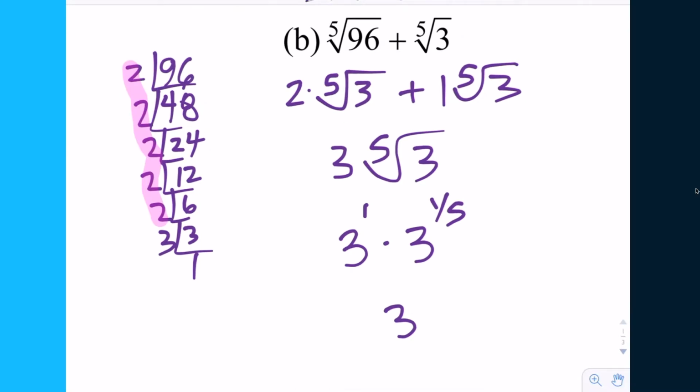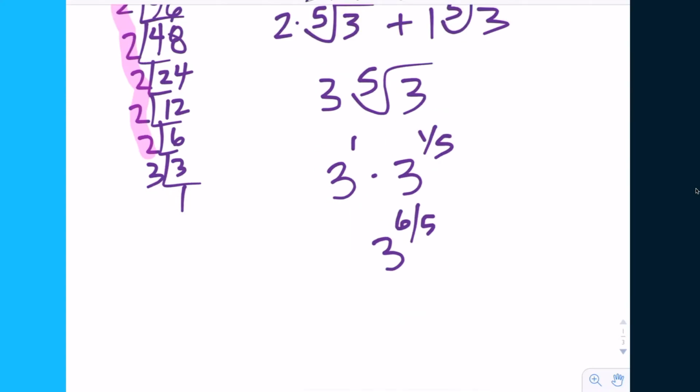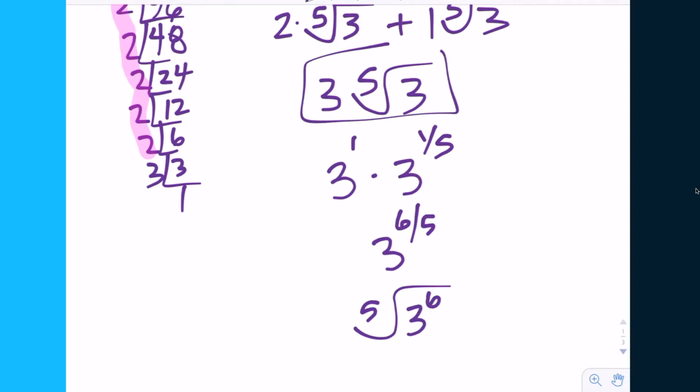What's 1 plus a fifth? 1 is how many fifths? 5. So 5 fifths plus 1/5 is 6 fifths. That's another version of it. Okay? And of course, that would be the fifth root of 3 to the 6, but so on and so forth. This would be the simplified radical version of it.